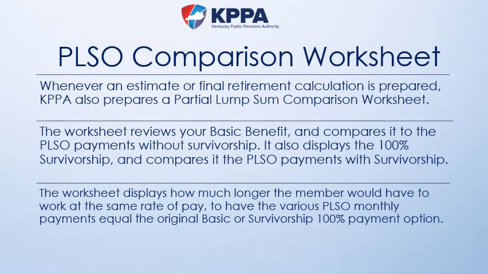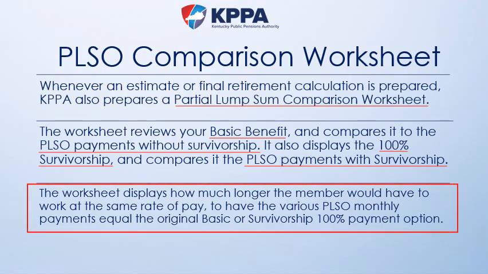Part of the statutory requirement of the partial lump sum requires KPPA to show members a partial lump sum comparison worksheet. It compares the basic to the PLSO without survivorship and the PLSO with survivorship to the 100% survivorship option. The worksheet will show how much longer the member would have to work at the same rate of pay to have the various PLSO monthly payment options equal the original basic or survivorship 100% payment option.